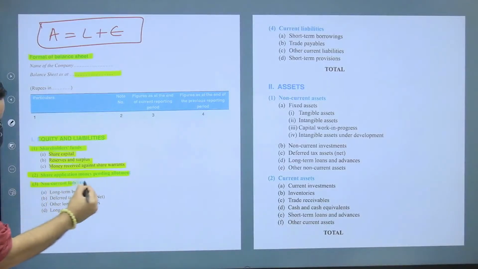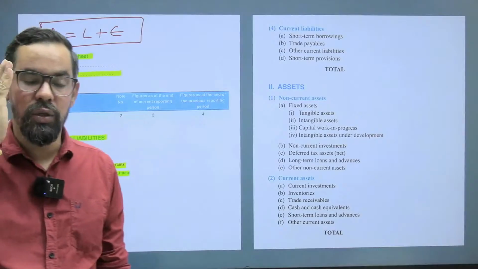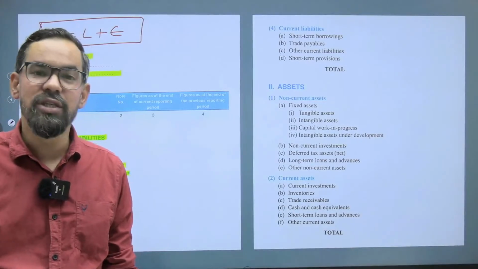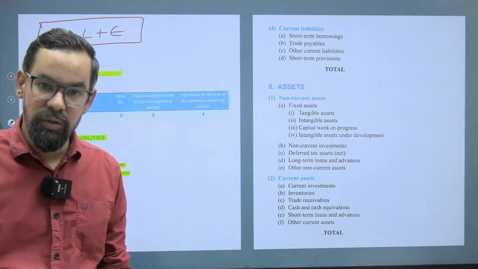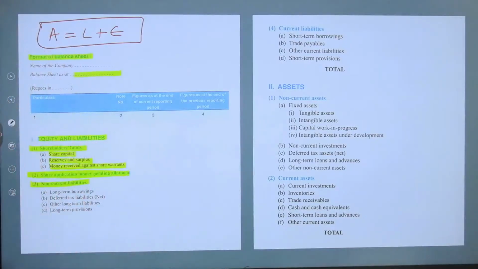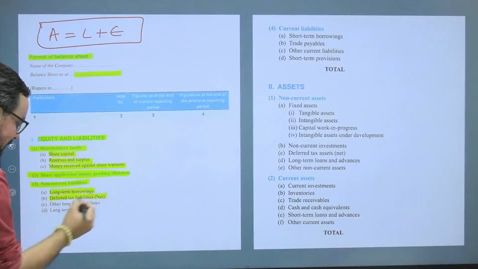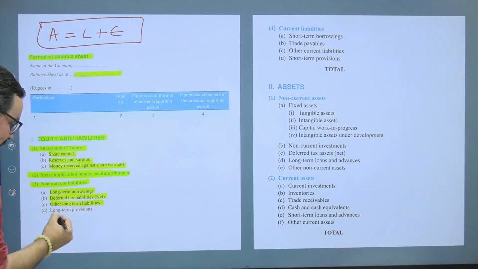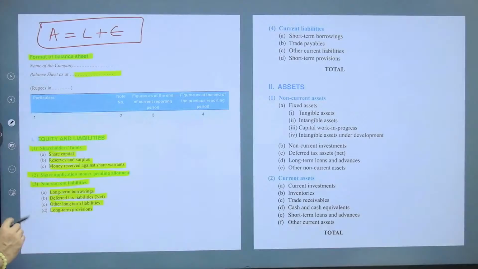Then we have non-current liabilities. These are obligations on the company in the long term, which include long term debt, bonds and all; they generally come under this one. Examples are long term borrowings, deferred tax liabilities, other long term liabilities, long term provisions and all.